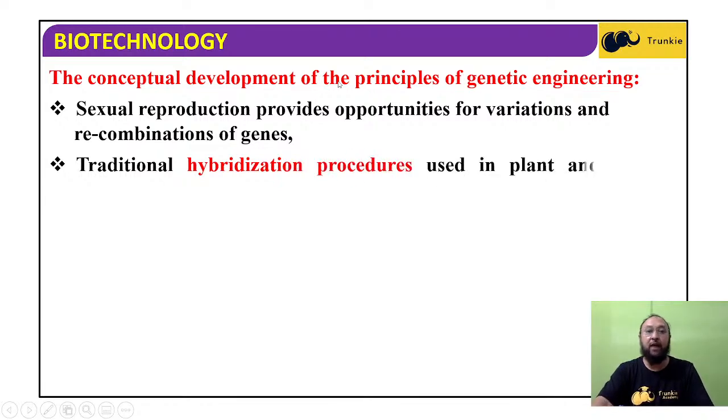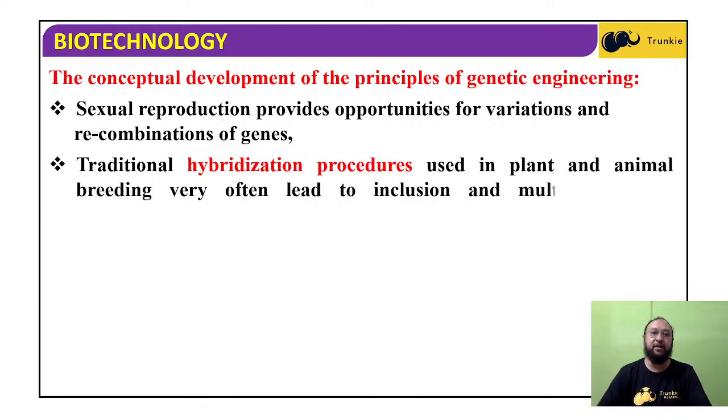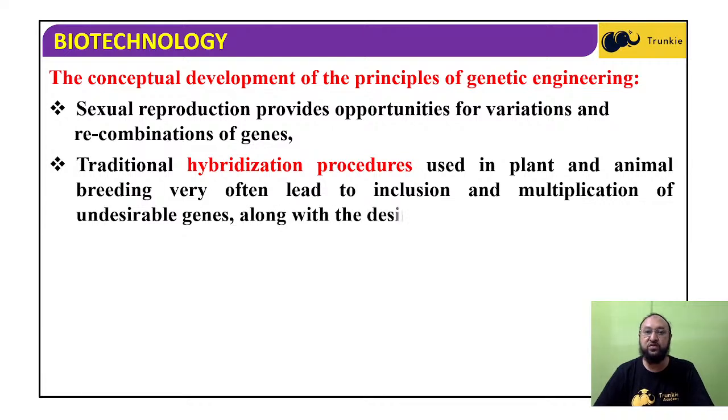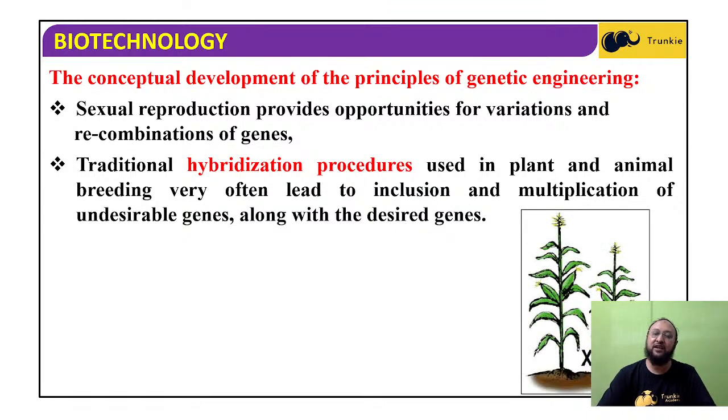Now, traditional hybridization procedures used in plant and animal breeding very often lead to inclusion and multiplication of undesirable genes along with the desired genes. While doing this hybridization process, undesirable genes are also there, and they are going to show their phenotypes, which we do not want to be expressed.